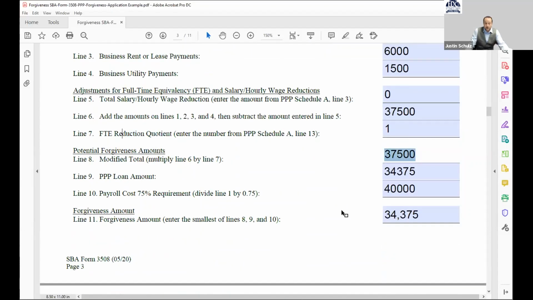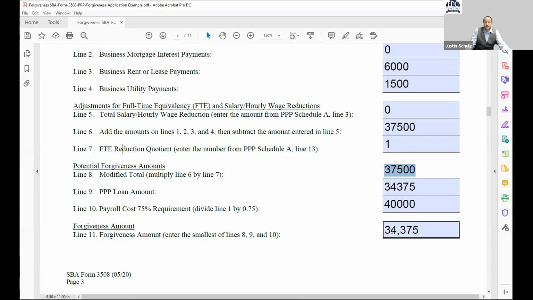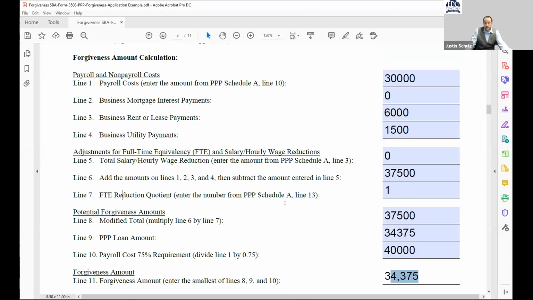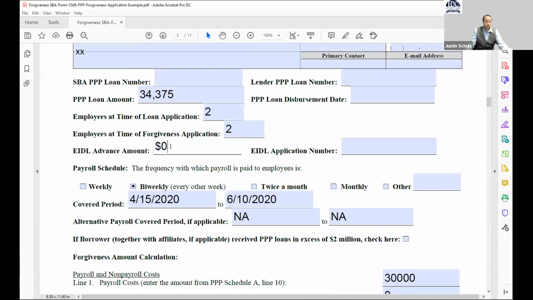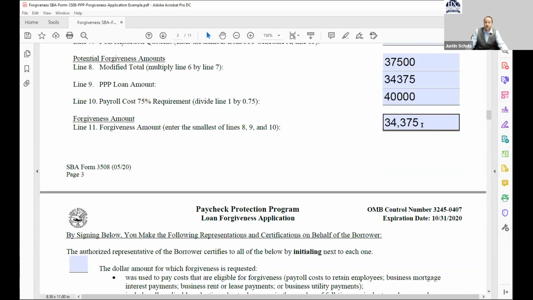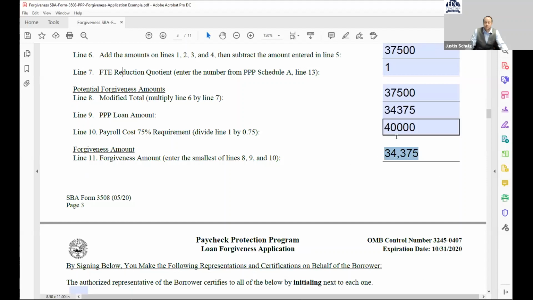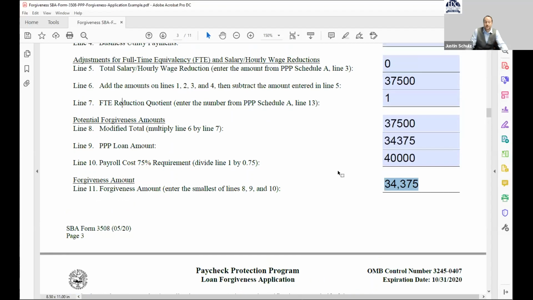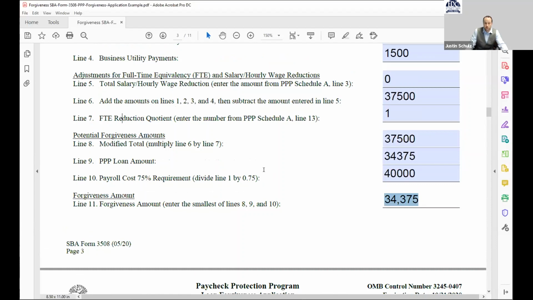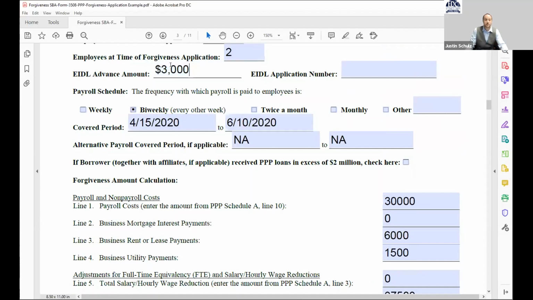One more thing, I want to note it again, just because I don't want it to surprise anybody. When I was talking about the idle advance, if this company would have gotten an advance, the rule on that advance was it would be $1,000 per person, so they would have gotten $3,000. Even though this comes out to 34375, this forgiveness amount would be reduced by $3,000 once the lender submitted it for forgiveness. I just don't want that to creep up on anybody from a cash flow management standpoint.